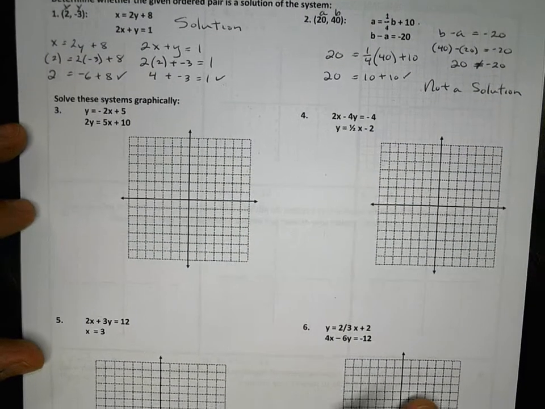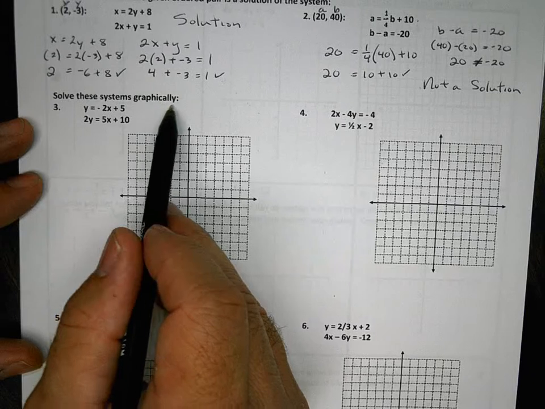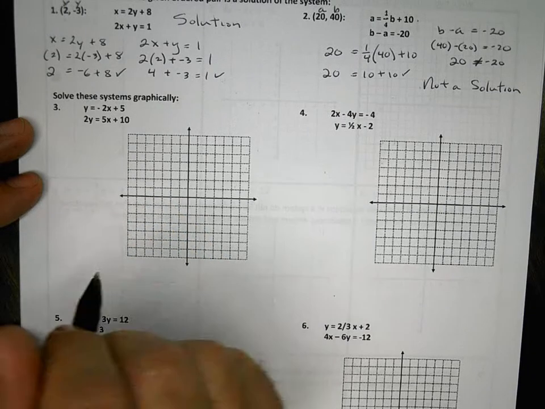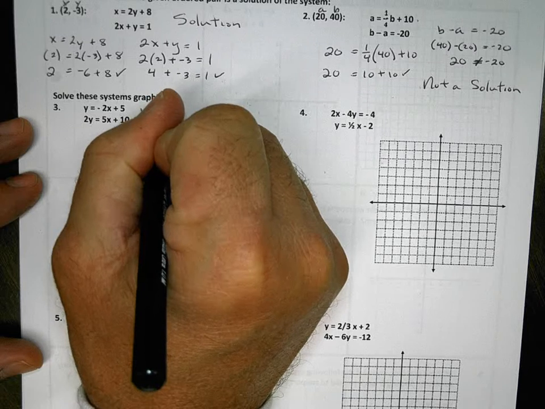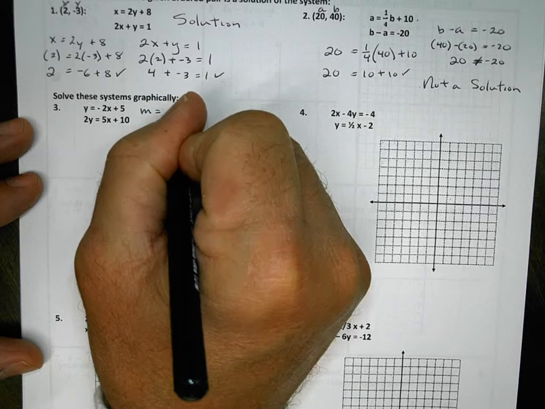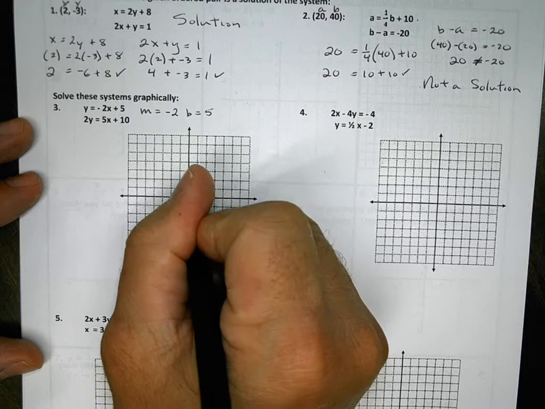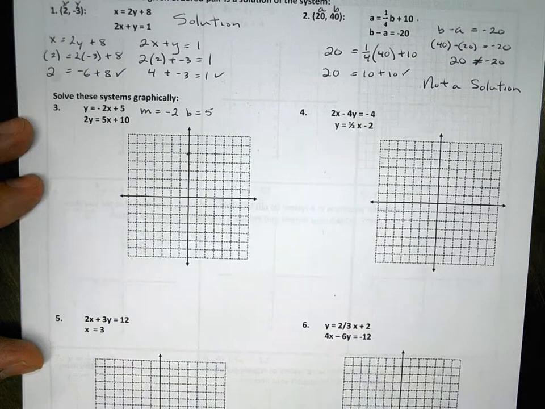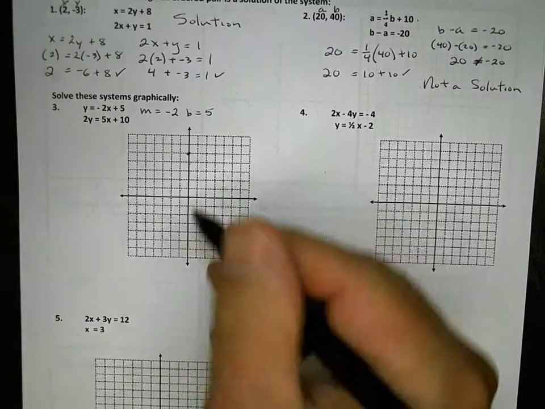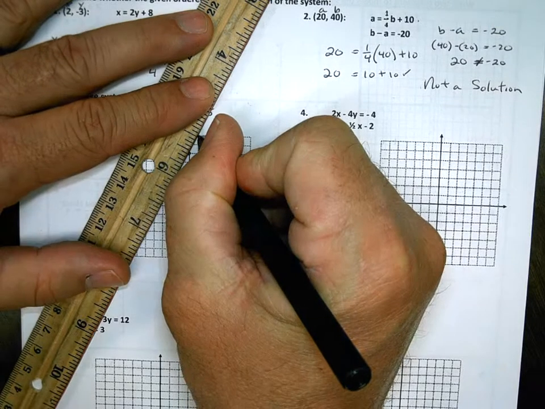Moving on to number 3. Solve these systems graphically. So we're going to graph each of these and see where they intersect. So the slope for the first equation is negative 2 and the y-intercept is 5. So 1, 2, 3, 4, 5. We'll graph that. And a slope of 2 means rise 2, run 1, which will put us right there.